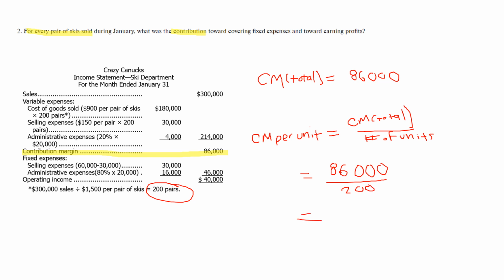If we punch this into a calculator, and excuse me for not having mine ready, 86,000 divided by 200 is going to give us $430 per unit. So our contribution margin per unit is $430 for every pair of skis we sell. This is how much we're making.